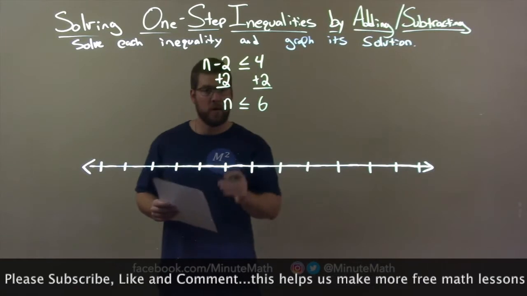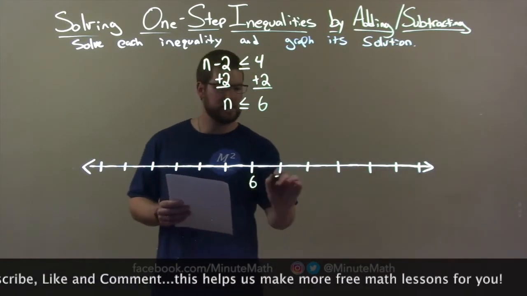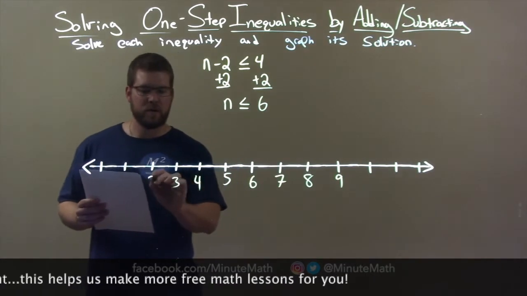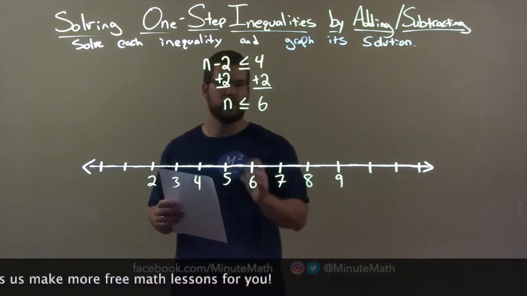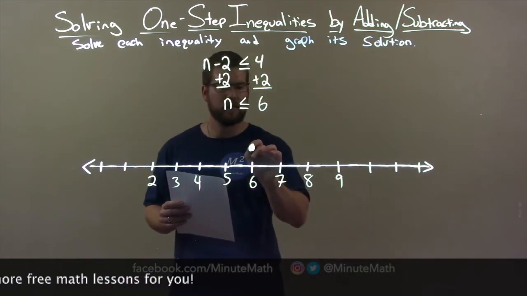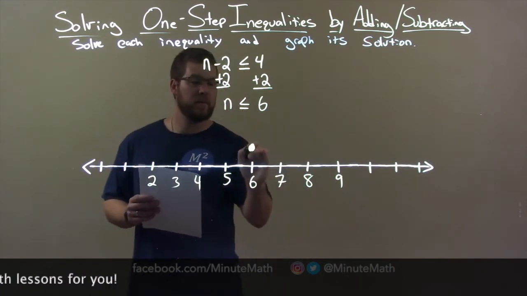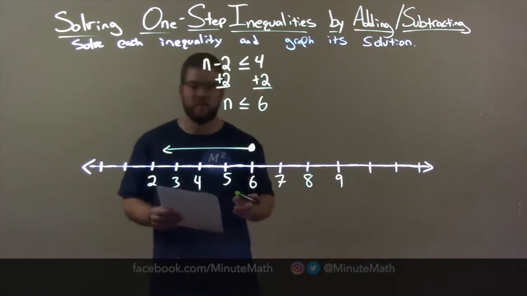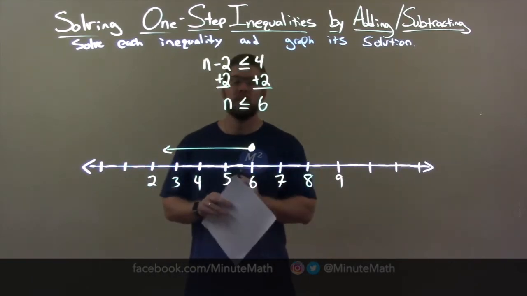Now, we want to graph it. Let's make a number line, 6, 7, 8, 9, 5, 4, 3, 2. Equal to sign means we have a closed circle here, right at 6. Less than sign means the arrow goes to the left. And there we have our graph that now matches our final answer of n is less than or equal to 6.